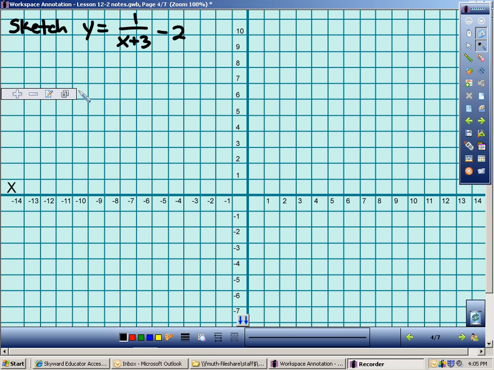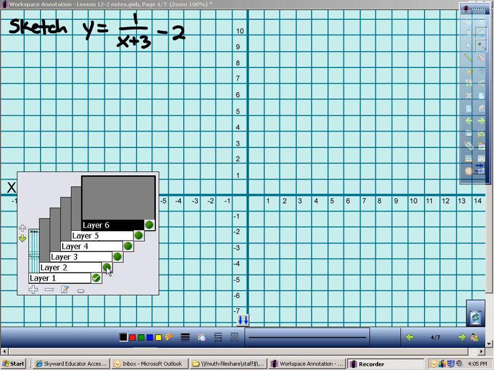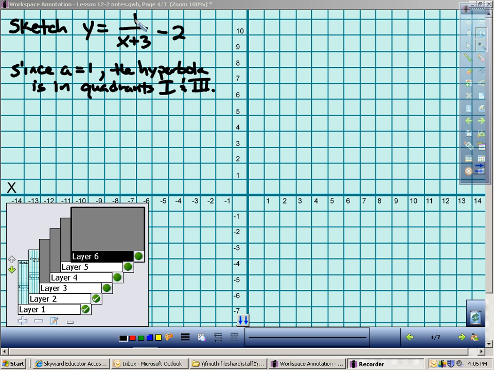So here would be an example problem. I want to sketch this. So let's take a look at a couple things before I start clicking my slides. The first thing I notice is that A is +1. As soon as I see A is +1, that means I know my hyperbola is in quadrant 1, quadrant 3. It's going to look up here and here. And then here's the next thing. I know right now I have a vertical asymptote at -3, and I have a horizontal asymptote at -2. Okay? So again, A being 1, hyperbolas in quadrants 1 and 3.